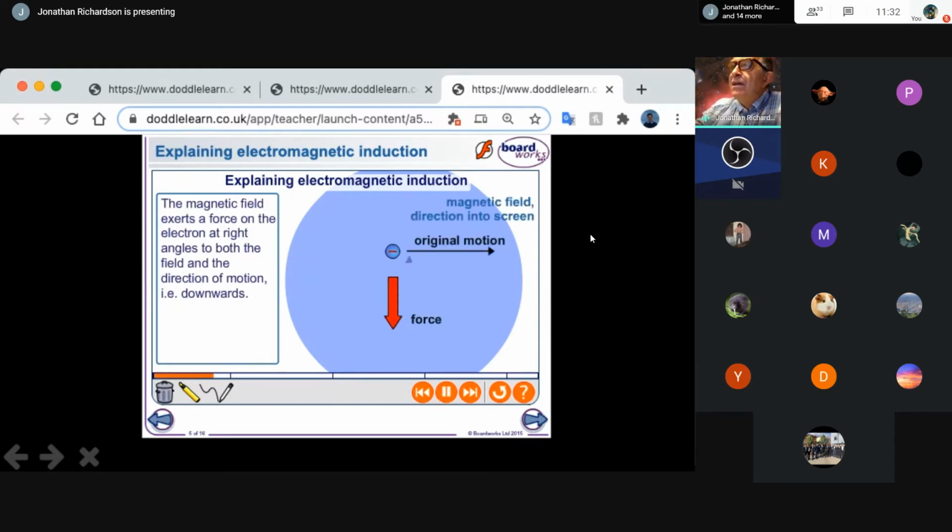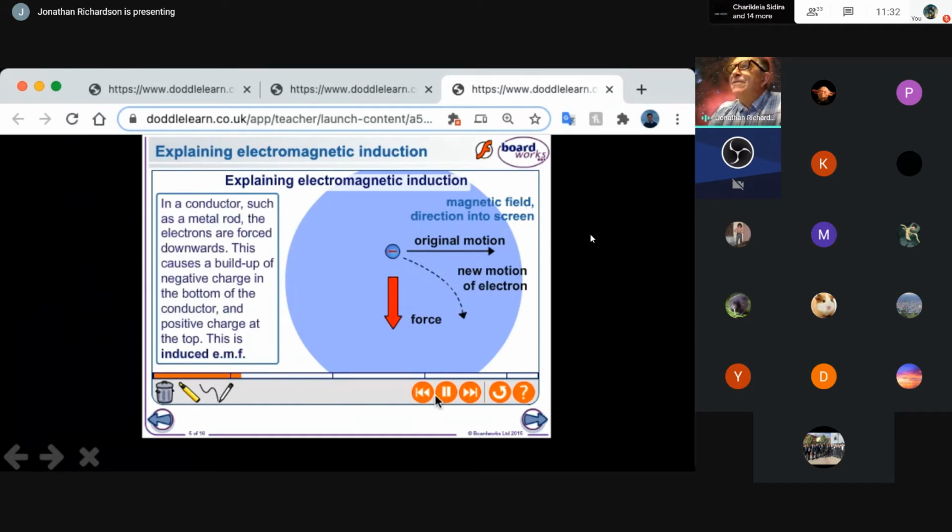So the magnetic field is into the screen. The electron is moving horizontally here, and the force that results is downwards. So we've got an original motion causing the electron to move downwards. So the magnetic field exerts a force on the electron, and it's at right angles to the original motion. In other words, the electron will start to move downwards.